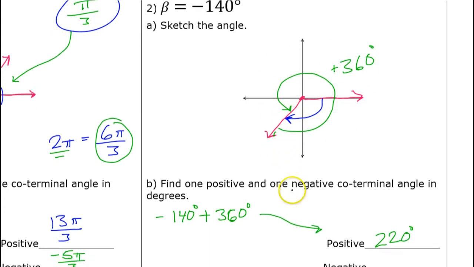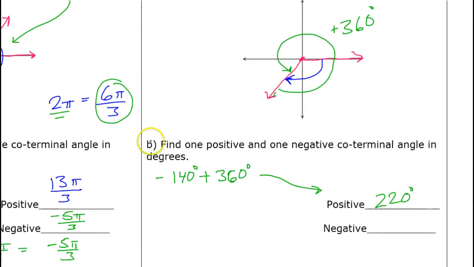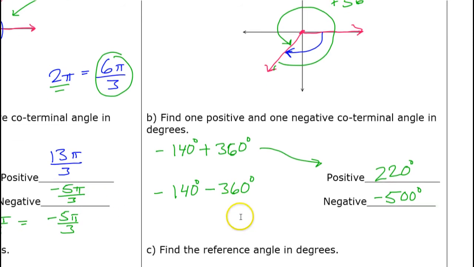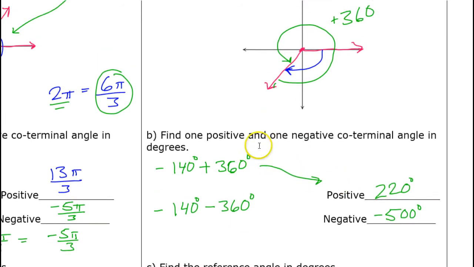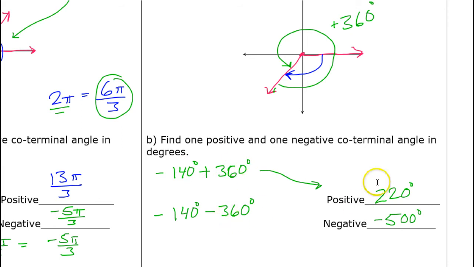Now, if I want a negative coterminal angle, I should be able to get that by, again, moving 360 degrees, but I'm just going to move in the other direction. So, in other words, I will subtract 360 degrees and land back where I started again. So, let's see. That would be negative 500 degrees. Okay, so this is very easy when you're dealing with degrees. Add 360, subtract 360, and you'll have your positive and negative.